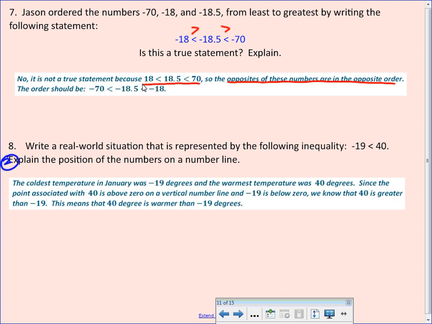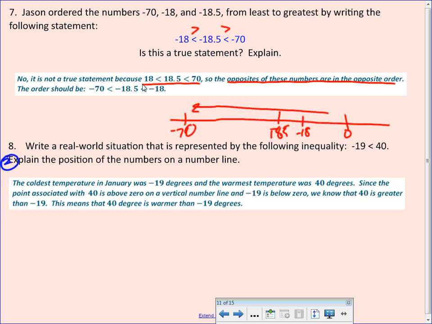I love that. Talk about how it is on a number line. Here is negative 70, negative 18.5, negative 18, and over here would be 0. Since negative 70 is the furthest to the left, that is the smallest number. So we could definitely compare to how they would order on a number line.